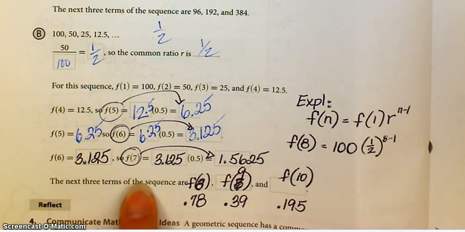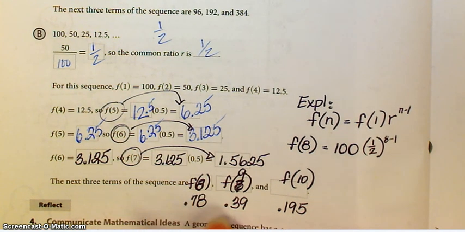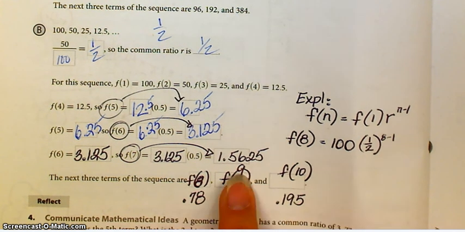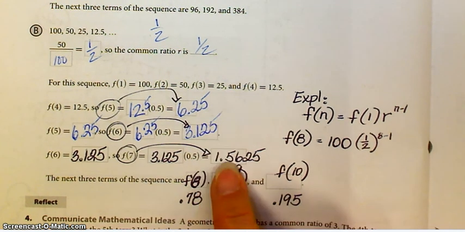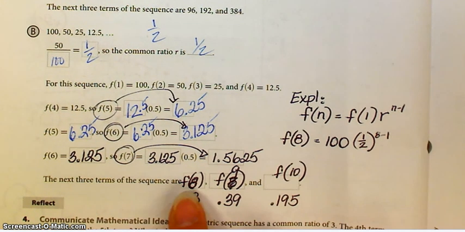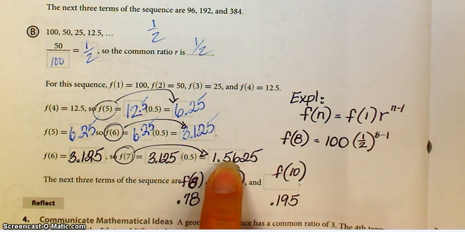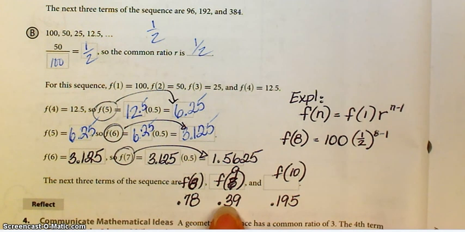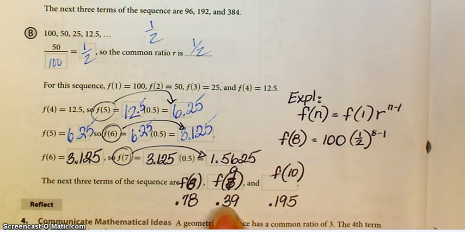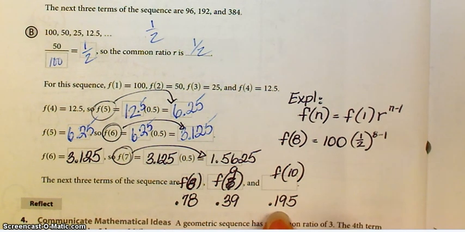The next three terms, okay, so I went all the way and did like f of 8, f of 9, and f of 10. I think that they were wanting just these three, but that's fine. If you wanted the eighth term, then you would take the seventh term, multiply it by 0.5, and you'd get this. If you wanted the ninth term, you would take the eighth term and multiply it by 0.5, and you would get this. And if you wanted the 10th term, you would take the ninth term, multiply it by 0.5, and you would get this for the 10th term.